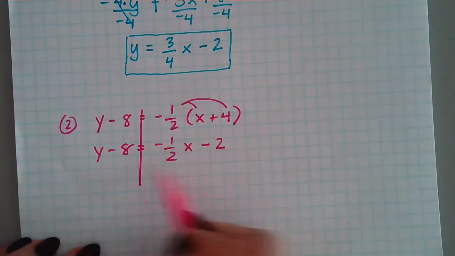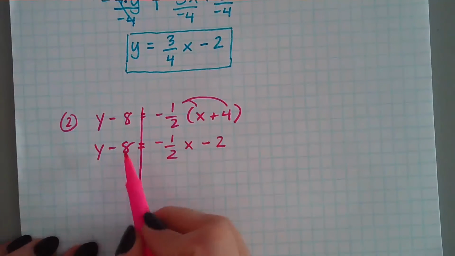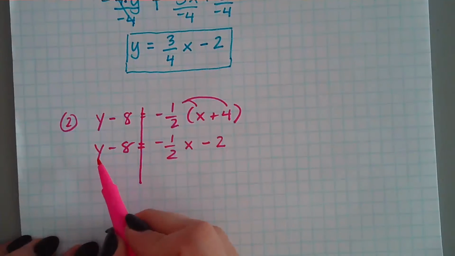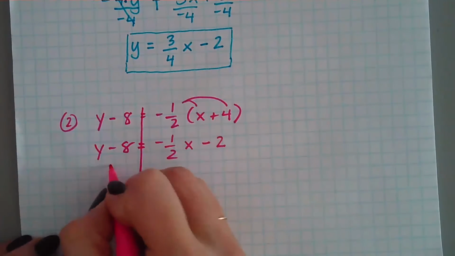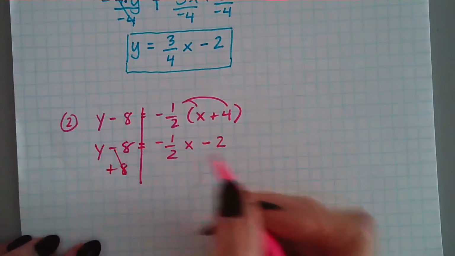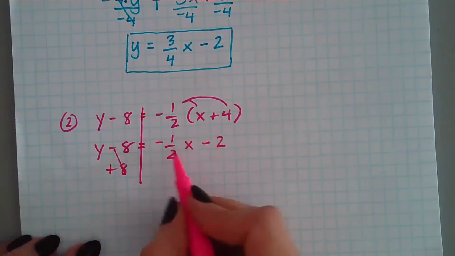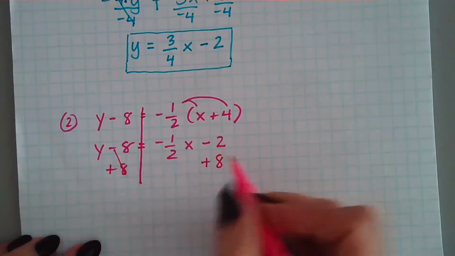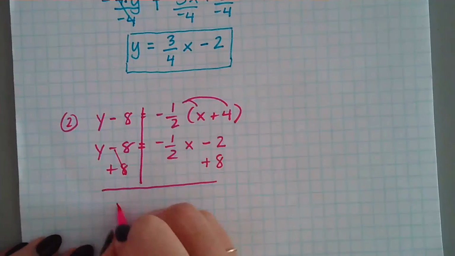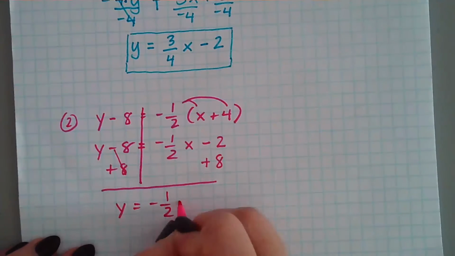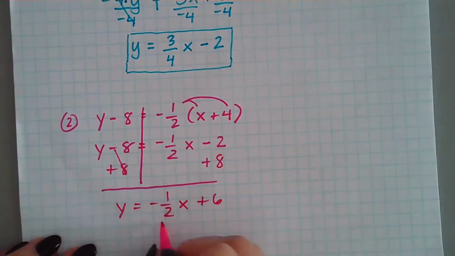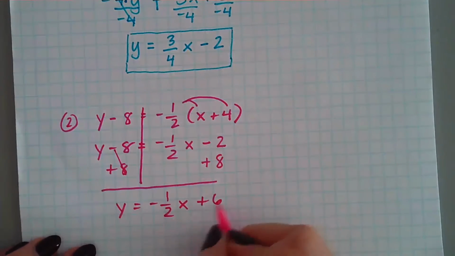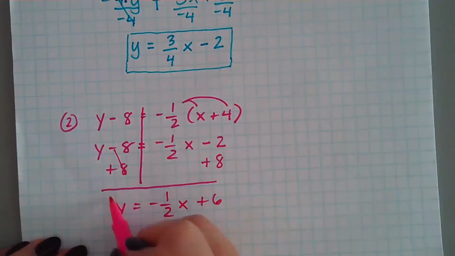Now it's starting to look like slope-intercept form, but I have this 8 that's being subtracted from y. And so the inverse operation of subtraction is addition. I'll add this to both sides. Of course, I'm not going to add it to the x term because they're not like terms. I'll add it over here, which is going to give me my b value. Now I have y equals negative 1/2 x plus 6. I told you this would still be the slope, but now I can see what the b value is.